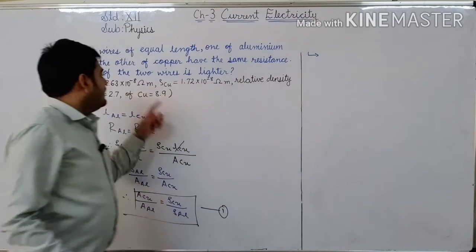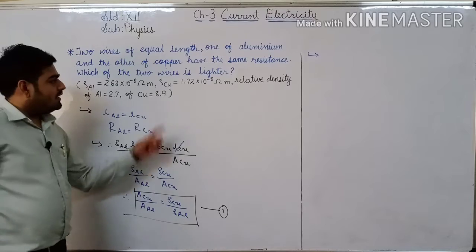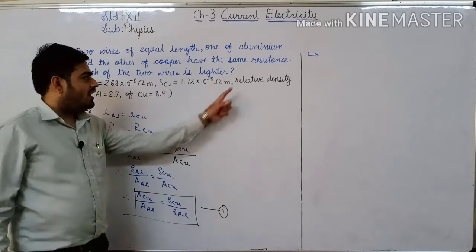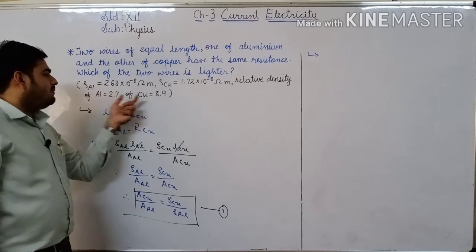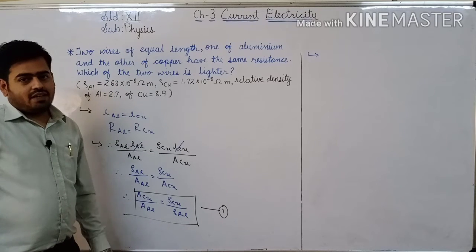Here what they have given? Resistivity of aluminum wire is given to us. Resistivity of copper wire is given. Relative density of aluminum and copper is also given. Density that is available to us.